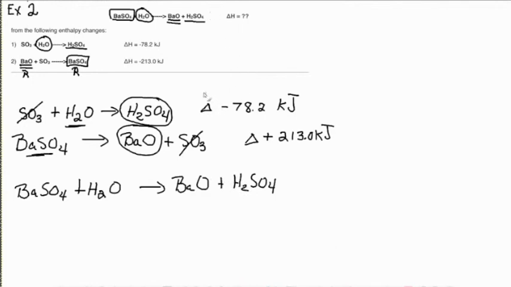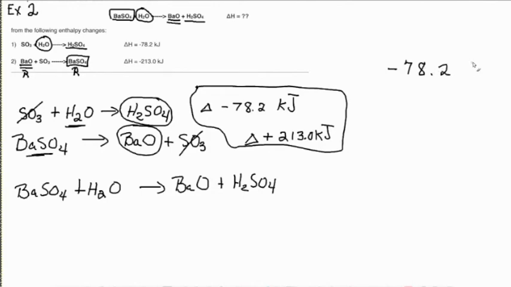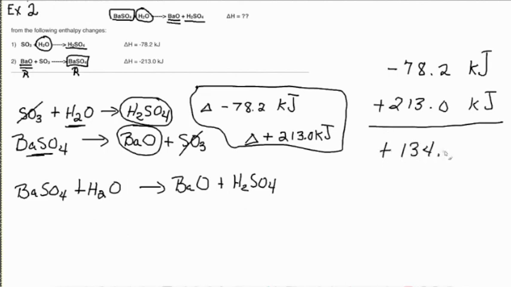So now we just take these two enthalpies and add them together. So we have negative 78.2 kilojoules plus 213 kilojoules. Of course, the easiest way to do this, you can put it in your calculator, or you can say 213 minus 78, whichever you want to do. And the answer I got for this was positive 134.8 kilojoules. Okay, so that is how you do example 2.